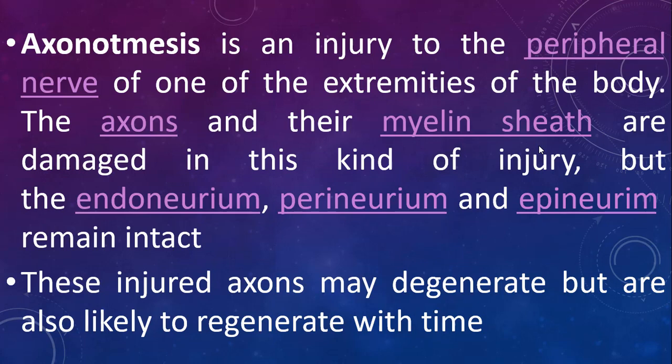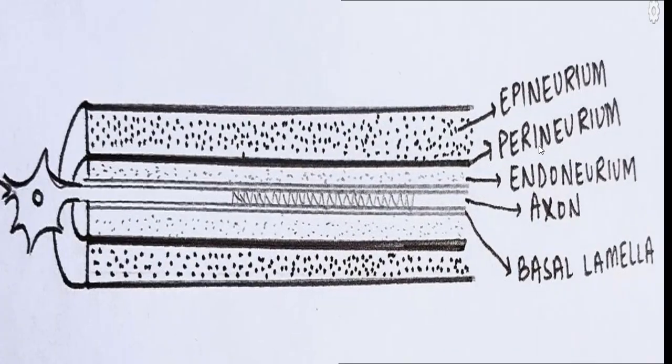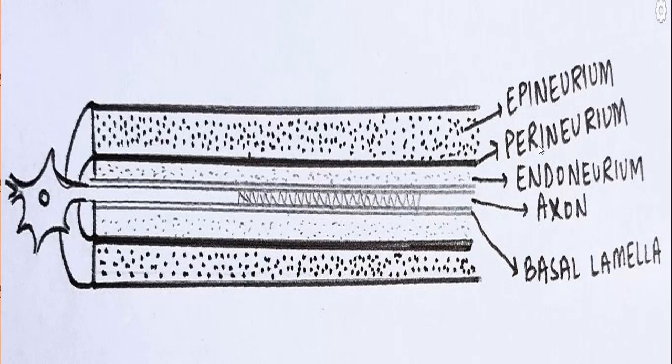These injured axons may regenerate, but are also likely to degenerate with time. This image illustrates epineurium. This is the epineurium, the most outer layer, perineurium, the second, endoneurium, the innermost. Axon, it is inside, as basal lamella.